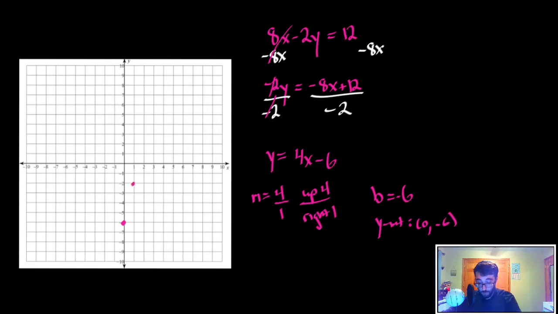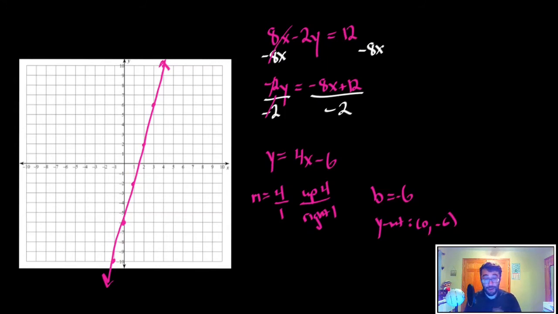So this is going to rise really quick. So up 4, right 1, up 4, right 1, and I can go backwards. And there I go. And notice I got plenty of points here. So now I can go ahead and connect this to make a nice line. Okay, so that is graphing when it's not in slope-intercept form right away. That was from standard form.